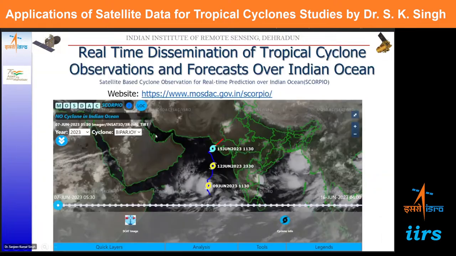This is my last slide. Whatever we have discussed in these slides, all the real-time forecasts are available on the SCORPIO website. You can get it from MOSDAC, at www.mosdac.gov.in/scorpio. The full name is Satellite-Based Cyclone Observations for Real-Time Predictions over the Indian Ocean.